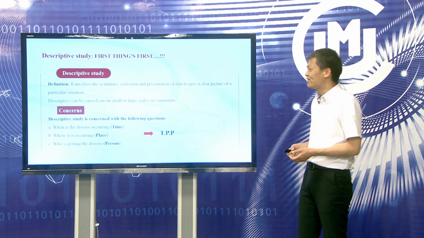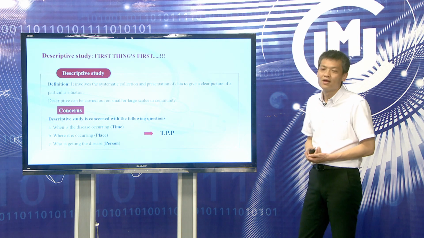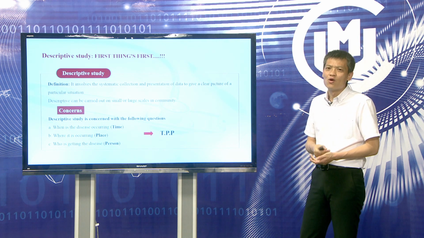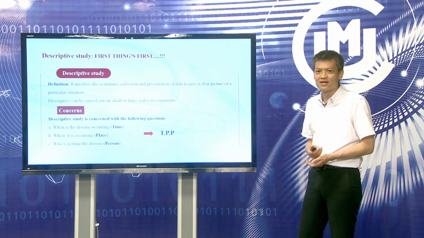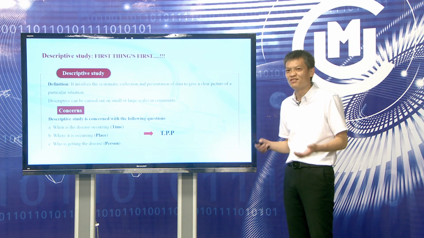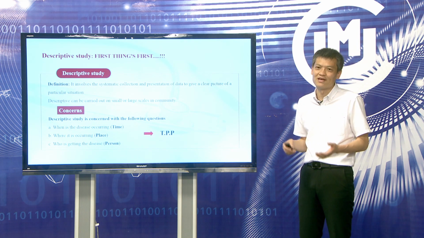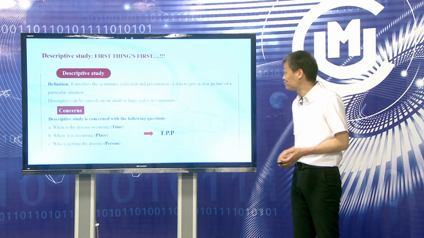The descriptive study is concerned with the following questions. Why is the disease occurring? Where is it occurring? And who is getting the disease? That is, the distribution of disease in a specific time, in a specific place, and in a specific population.